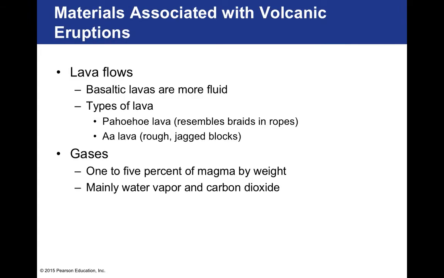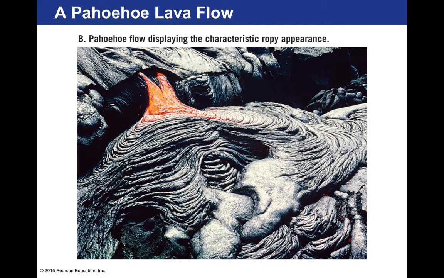All right, so some materials that are associated with volcanic eruptions. Obviously, we have lava flows, and the basaltic lavas, like I mentioned earlier, are more fluid. There are two types of lavas I'll mention. This is Pahoehoe lava. I think that's how you pronounce that, I'm probably wrong on that. And then there's a'a lava. So there are two different types, and I'll have pictures of both. There are also gases associated with it. 1 to 5% of the magma by weight is usually some kind of gas, and it's mostly water vapor and carbon dioxide.